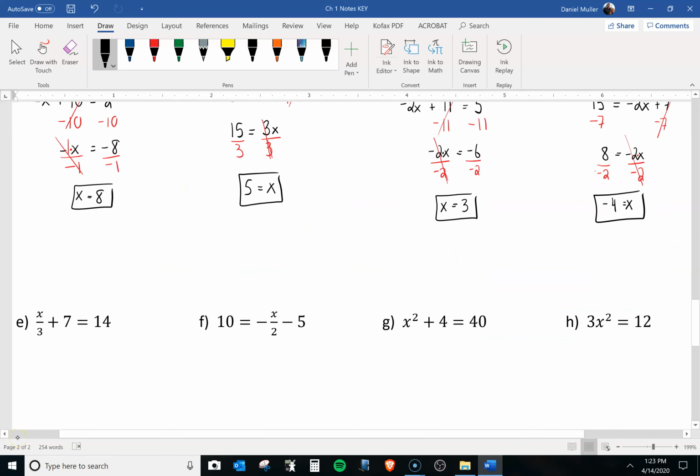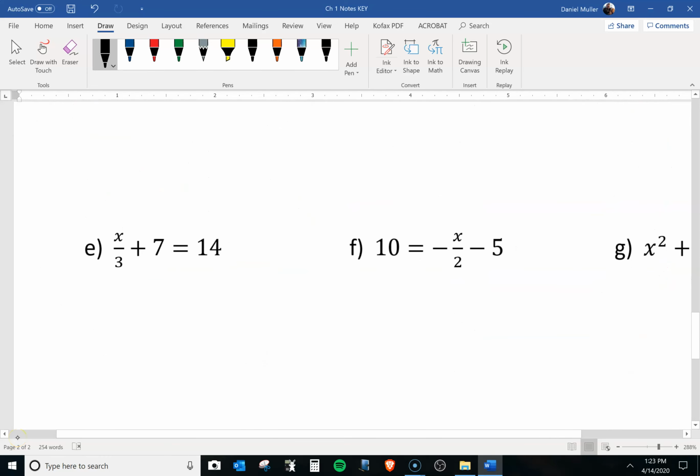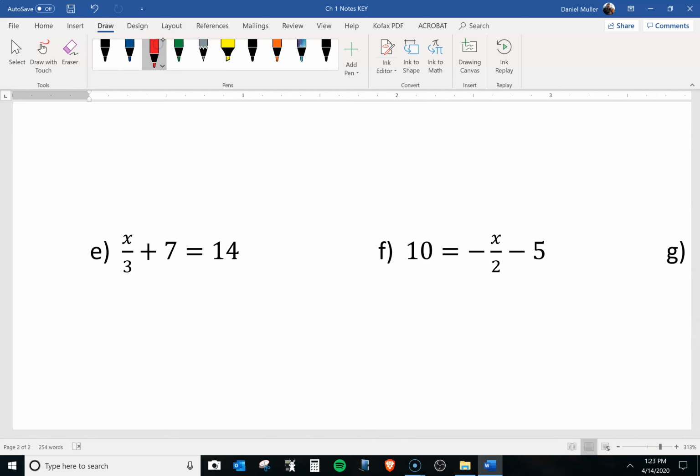Let's move on here to letter E. So I'll write down BEDMAS again here. Remember, we want to get rid of add or subtract first, then any multiply and divide, and lastly any exponents. We haven't dealt with any brackets here.